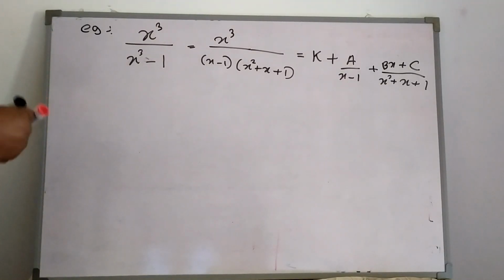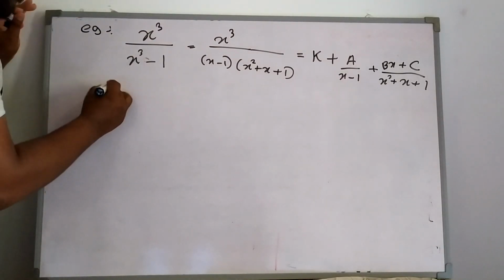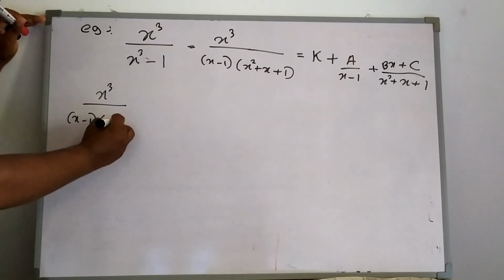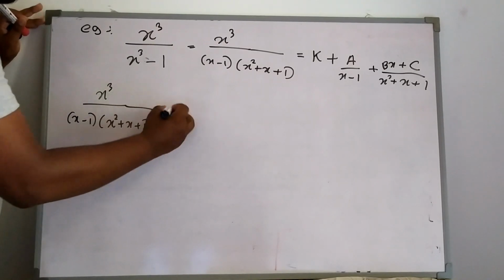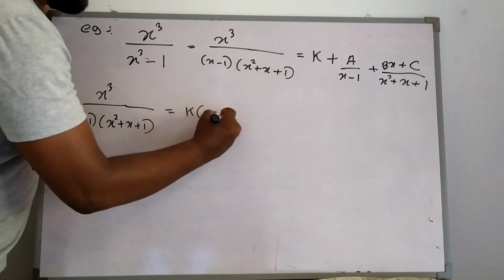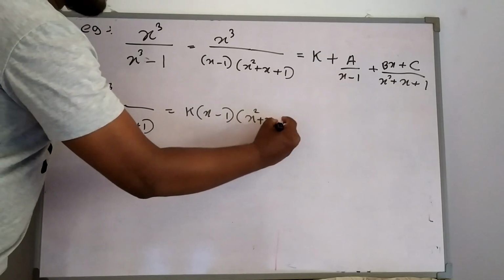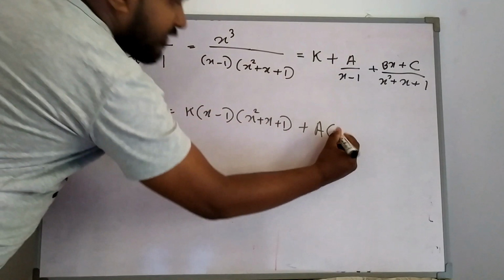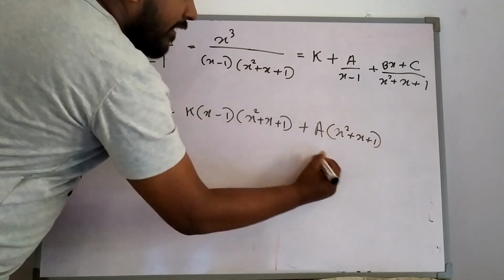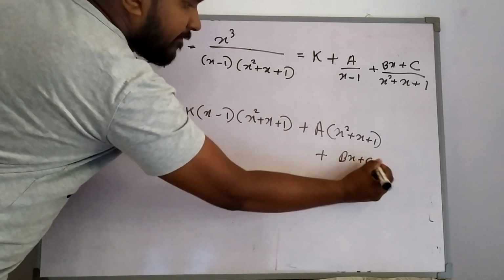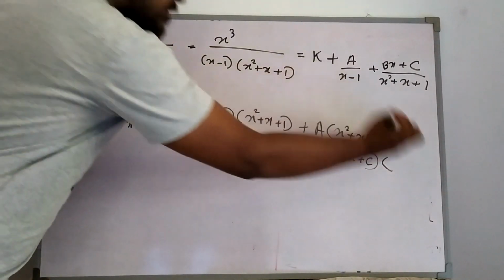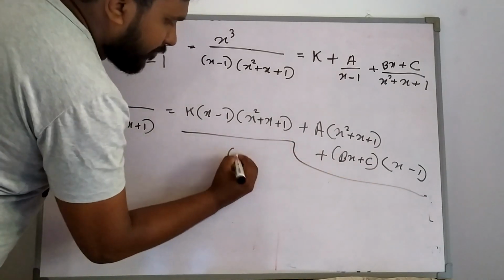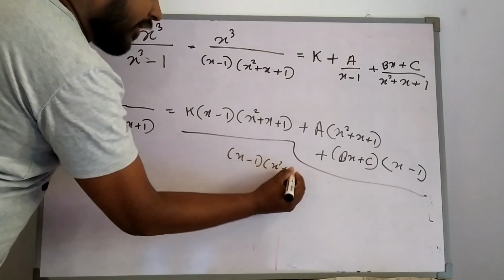Now I am taking a common denominator, (x minus 1)(x squared plus x plus 1), equal to k times (x minus 1)(x squared plus x plus 1), plus a into the LCM, which is x squared plus x plus 1, and also (bx plus c), which is multiplied by (x minus 1), divided by (x minus 1)(x squared plus x plus 1).